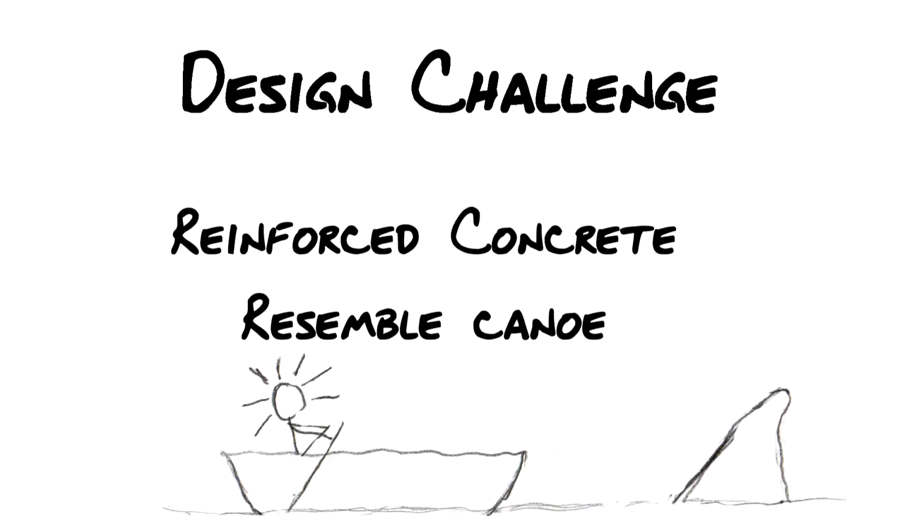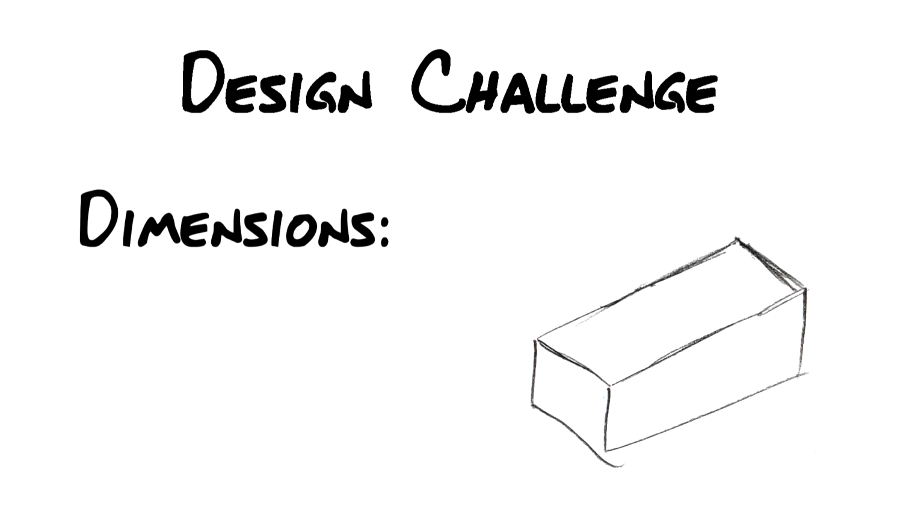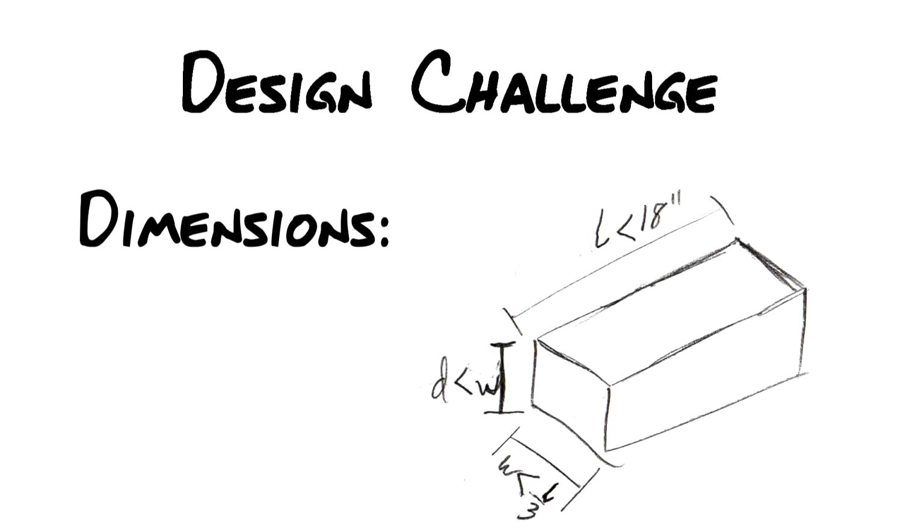resemble a canoe. In addition, there were some dimension constraints. The length could be no longer than 18 inches, the width could not exceed 1/3 of the length, and the depth could be no deeper than the width. Once we understood our project, we continued the design cycle by conducting research regarding why heavy objects float.